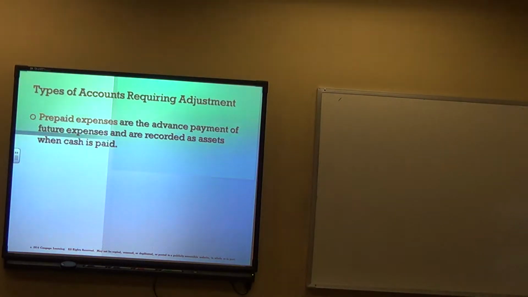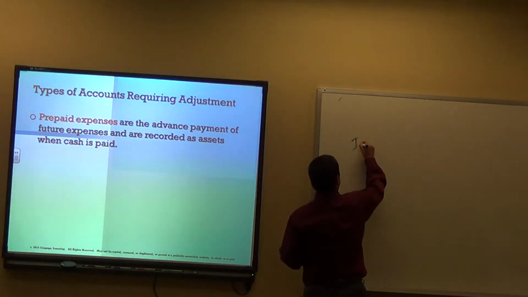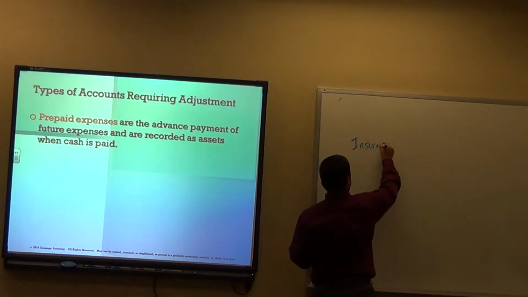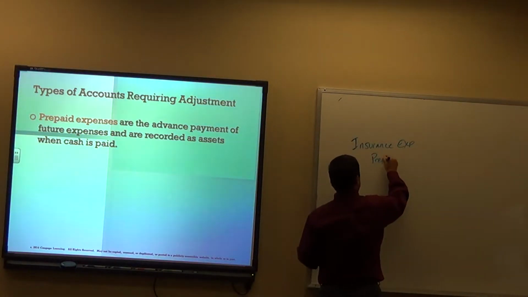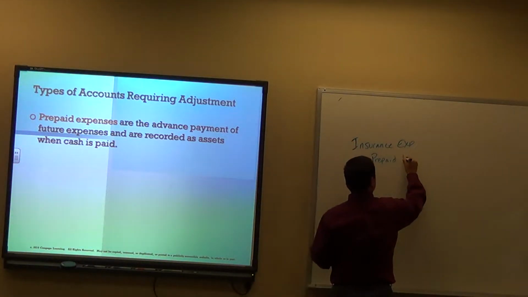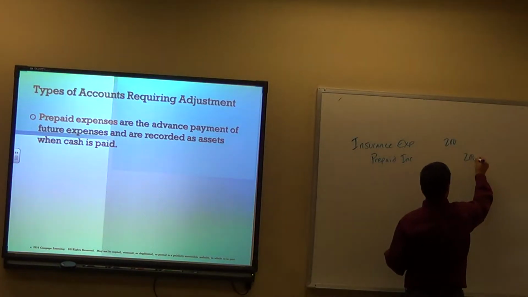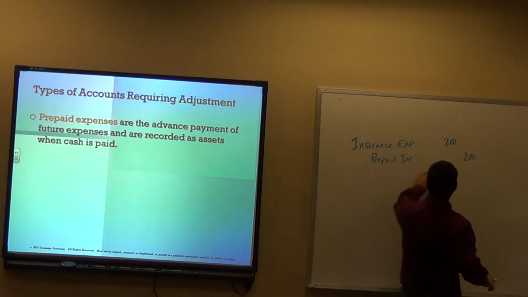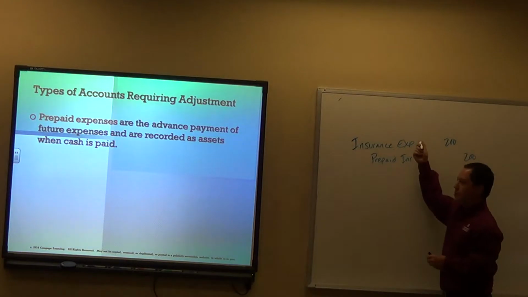I'll write it up here real quick so you can see what I just talked about. They used $200 of it. So I have insurance expense, and then prepaid insurance, the 200 and then 200. So I have decreased the prepaid insurance account, which now has $2,200, and my insurance expense went to 200.